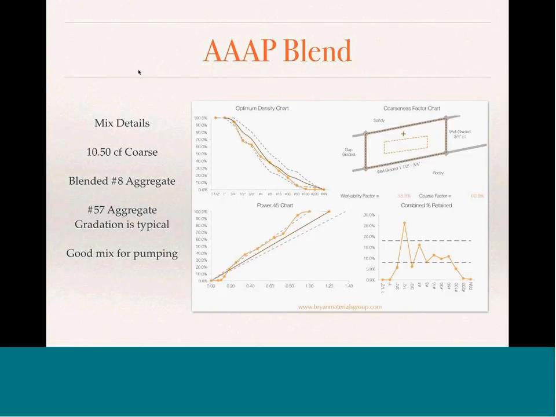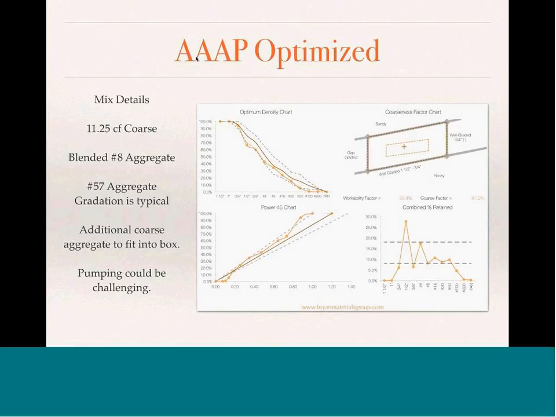In the blend, we keep 10.5 cubic feet and blend in number 8 aggregate. The number 57 that we use in this design is a pretty tight gradation, and we want to keep the coarse aggregate volume at 10.5 cubic feet, blending in a portion of number 8 aggregate, and you can see where the crosshair is on the box. It's still great pumpability and a real nice mix. For the optimized mix, we bumped the aggregate volume to 10.25 cubic feet, all blended with number 8. The crosshair lands right inside the box in this location. Pumping is still doable, a little bit more challenging, but this gets right inside the box.